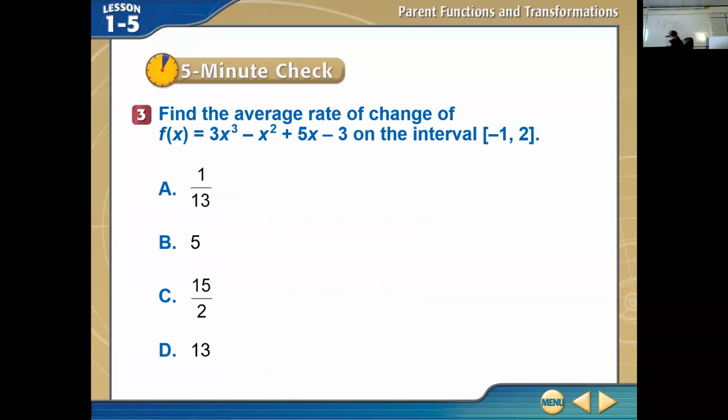Okay, finding the average rate of change. Remember that this is based upon the slope function, where we have f of x2 minus f of x1 over x2 minus x1. Okay, here they give us the interval. So we're going to have 2 be x2. Negative 1 is going to be x1. So we want to plug in 2 into our equation.